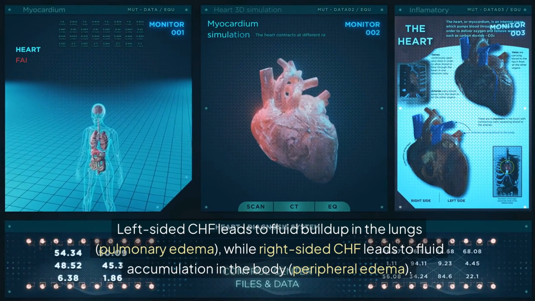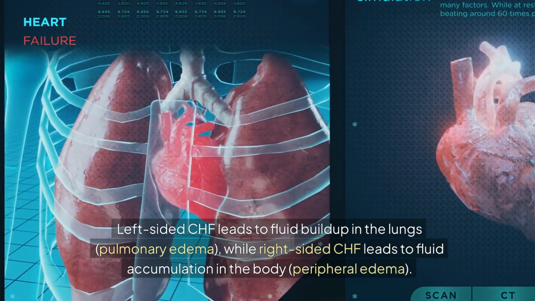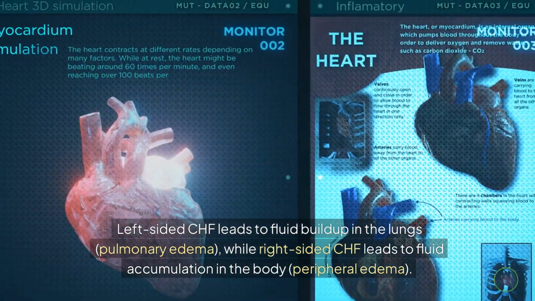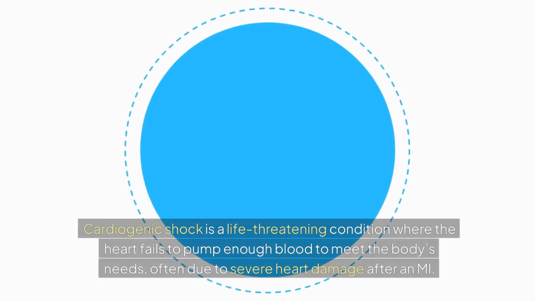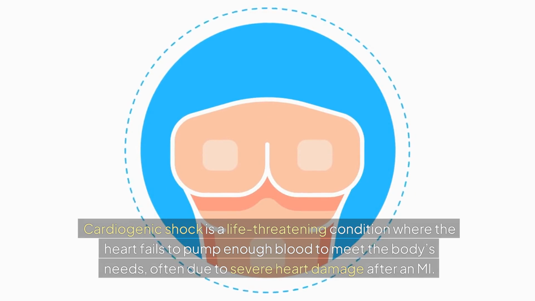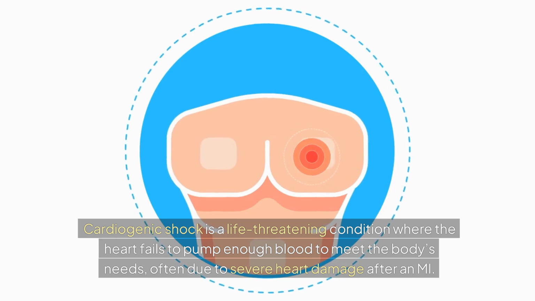Left-sided CHF leads to fluid buildup in the lungs, pulmonary edema, while right-sided CHF leads to fluid accumulation in the body, peripheral edema. Cardiogenic shock is a life-threatening condition where the heart fails to pump enough blood to meet the body's needs, often due to severe heart damage after an MI.